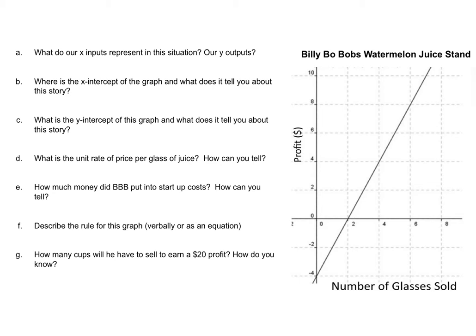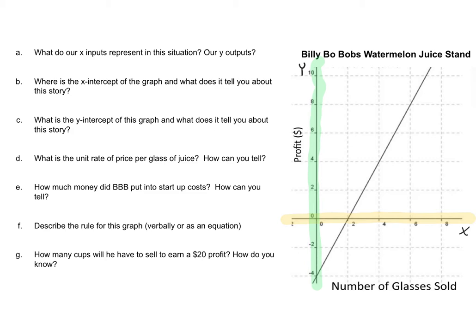All right, so we have this graph here, Billy Bo Bob's watermelon juice stand. Your x-axis right along here is representing the number of glasses sold. And then your y-axis right around in here is representing the total profit. So let's remember what profit means. Profit means the money earned after you've already recuperated the money you spent. All right, let's get going.